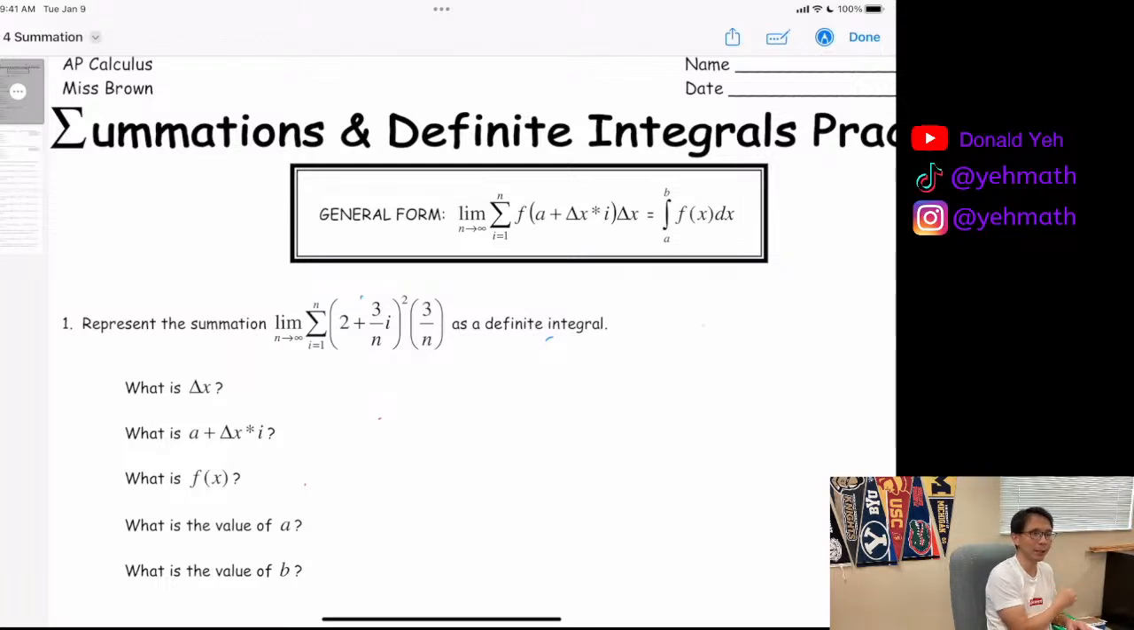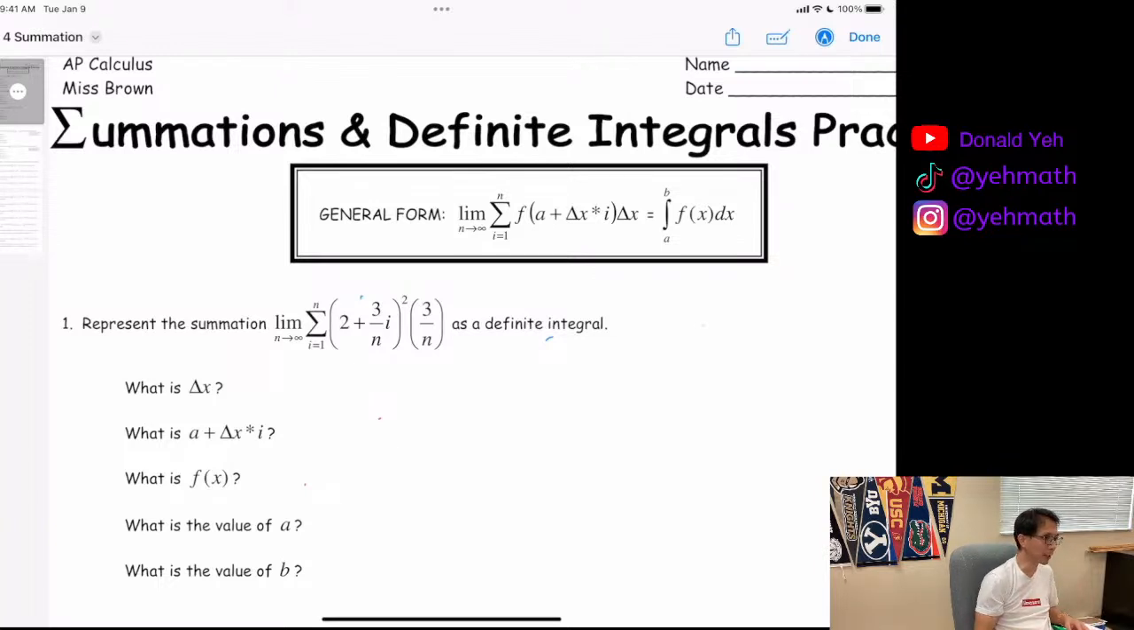So can you figure out what this integral represents? The thing to figure out is the small pieces at a time. So what is delta x? What is a plus delta x times i? What is f of x? And what is a and what is b? If you figure that out, you can actually evaluate this ugly summation.